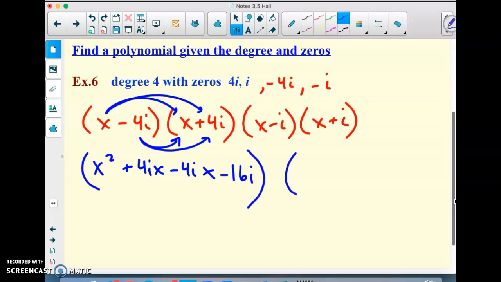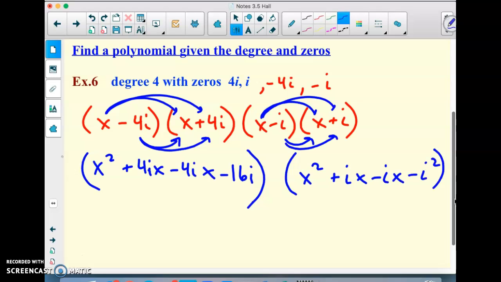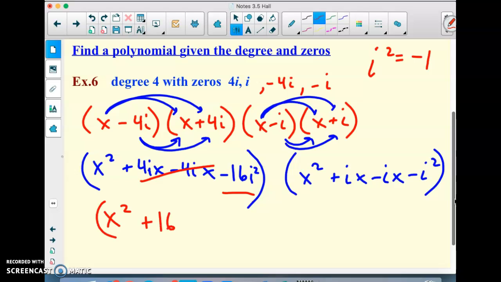The other ones over here, x times x, that's x squared. This is plus i times x, negative i times x, and negative i squared. Don't forget what i squared equals. Those are gone. They cancel each other out. I'm left with x squared. i squared is equal to negative 1. So negative 16 times i squared is just negative 16 times negative 1, which is a plus 16.